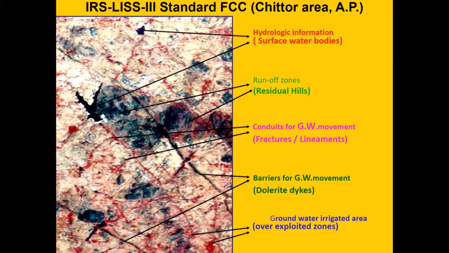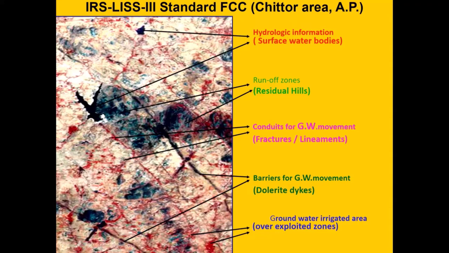So these conduits are basically this paleo channel or old channel, and it intersects with this lineament or joint, and that basically becomes the conduit, the avenue for groundwater movement. So it can be a fracture, it can be a lineament. Then there are some barriers to groundwater movement.